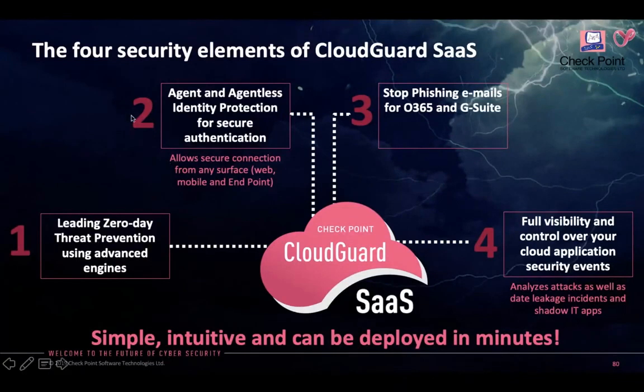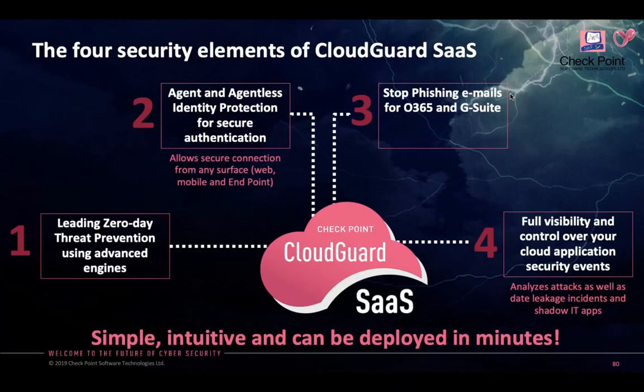The second one is the use of agent and agentless identity protection for secure authentication purposes. This eventually allows secure communication from any surface. It could be through the web, or your mobile phones. This could be any kind of endpoint, right? The third one is its ability to stop phishing emails, it could be through Office 365 or G Suite, right? We know that social engineering is very common these days. It's a main attack vector which leads to ransomware or even other dreadful attacks.